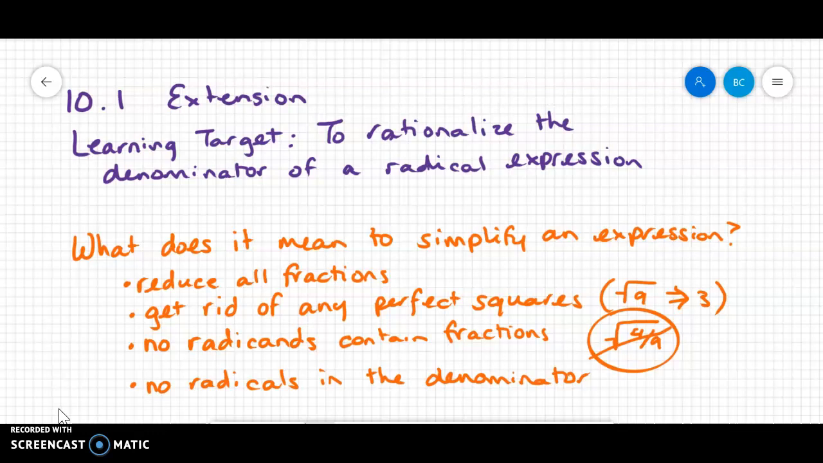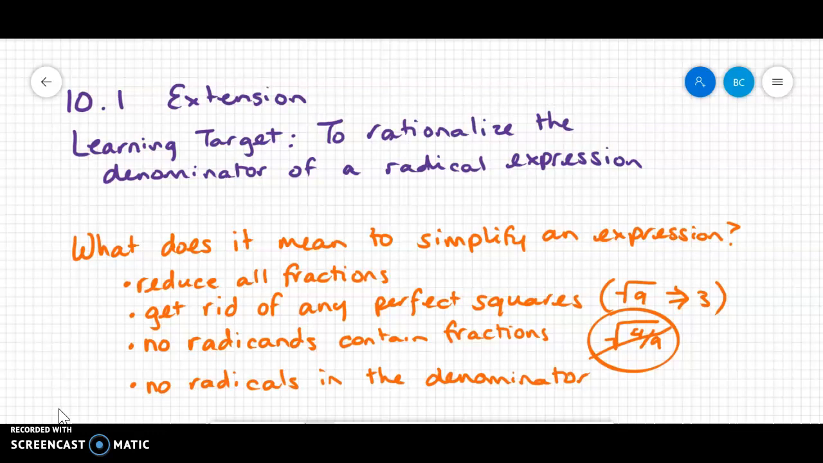The very first time that you learned to simplify an expression was when you learned to reduce fractions. So when we reduce a fraction, we're putting it in its simplest form so that people can look at it. We're all looking at the same thing, and they don't have to think about what would it be simplified. We've already done that work for them.